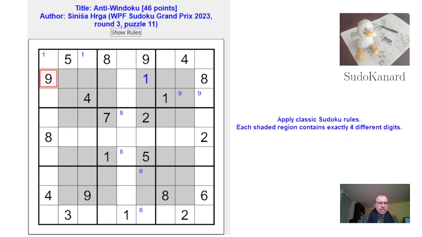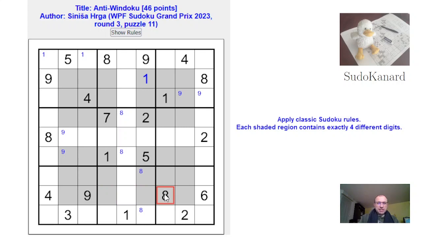So something of interest is that because this 9 does not appear in here, we can be sure that 9 does not appear in here. So 9 is excluded from all those cells. So those cells by the rule of Anti-Windoku, those cells because of this 9, and those cells because of this 9. So there is a 9 somewhere here. And here would perfectly work with that. So now this 4 is not in here, so that's not really interesting.